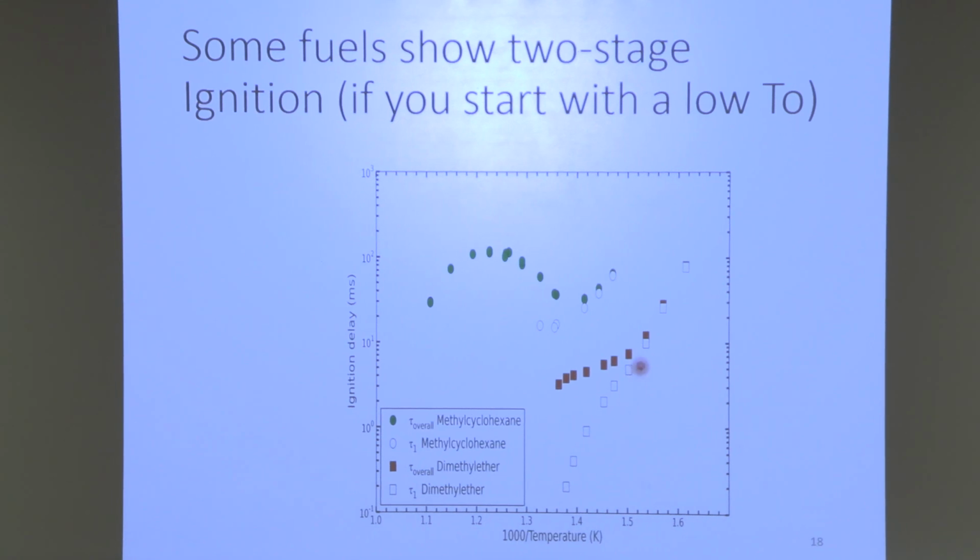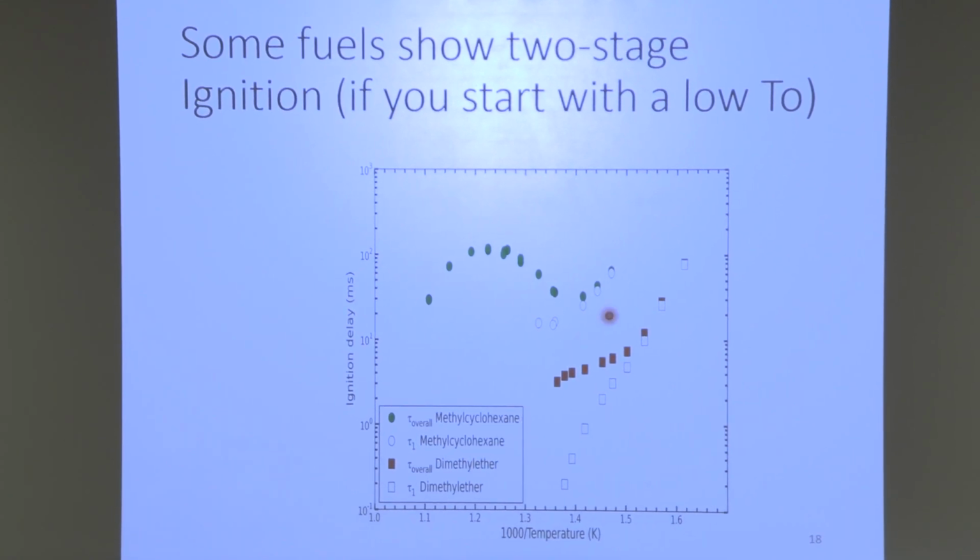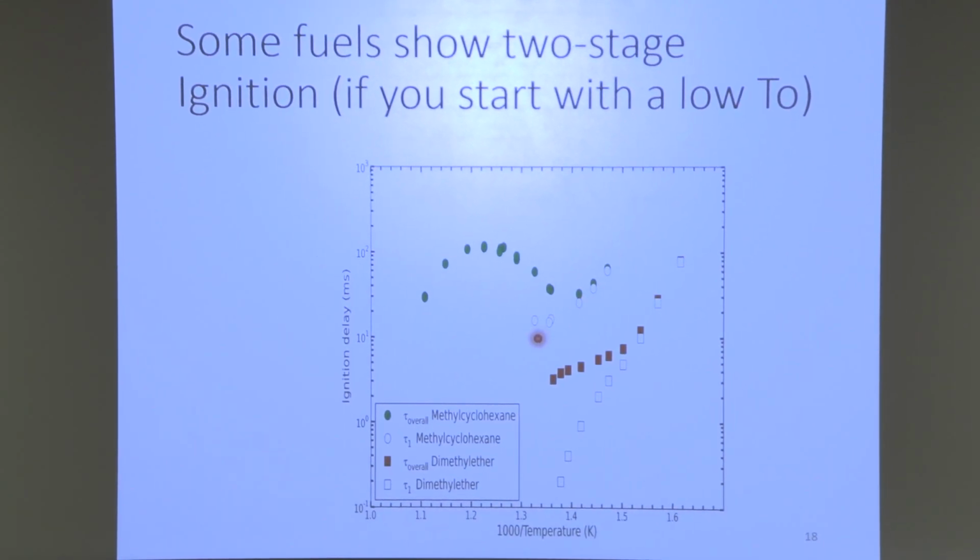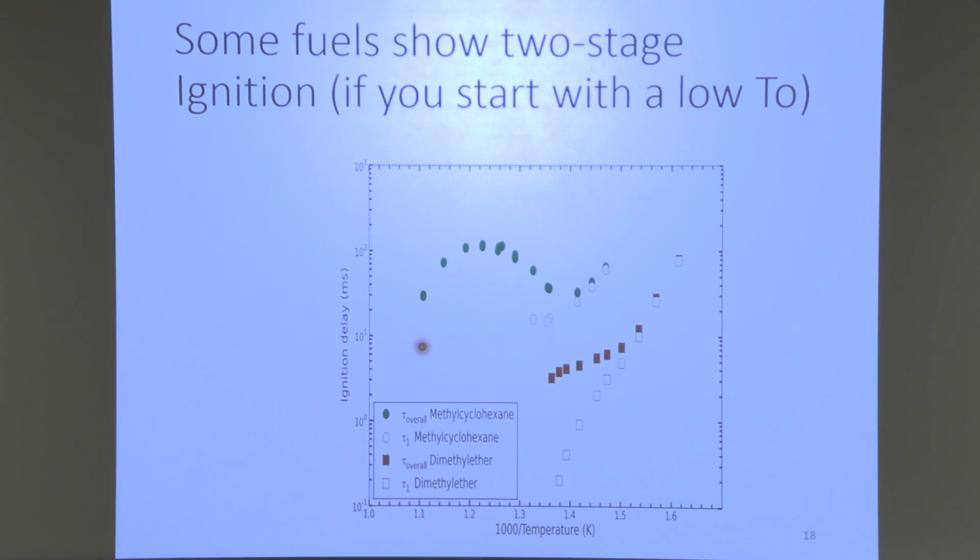And this is for dimethyl ether. If you do the same thing with methyl cyclohexane, you get the same kind of behavior, just at a different temperature and wildly different ignition delay times. Many fuels do this if you start from the low temperature side, where you can see that something is happening, but it's not really ignited all the way yet. And then if you wait a little bit longer, it might ignite all the way.